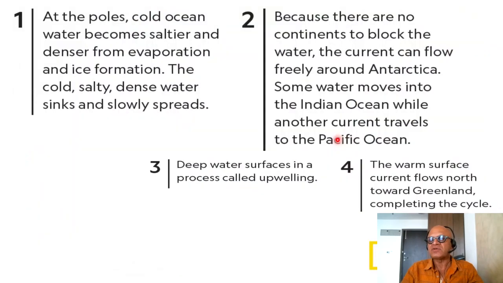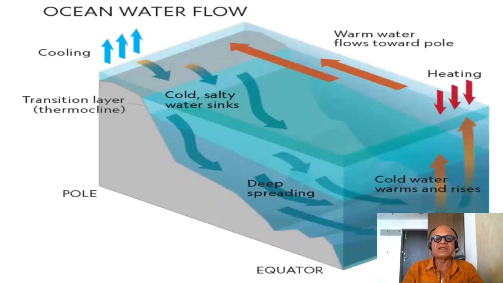So the warm surface current flows north towards Greenland, completing the cycle. And here is an indication of how water cannot go anywhere it wants. So if you think about the polar region and the equatorial region, you have cooling happening and sea ice formation and salt being left behind, evaporation. So you have cold, salty water that sinks.